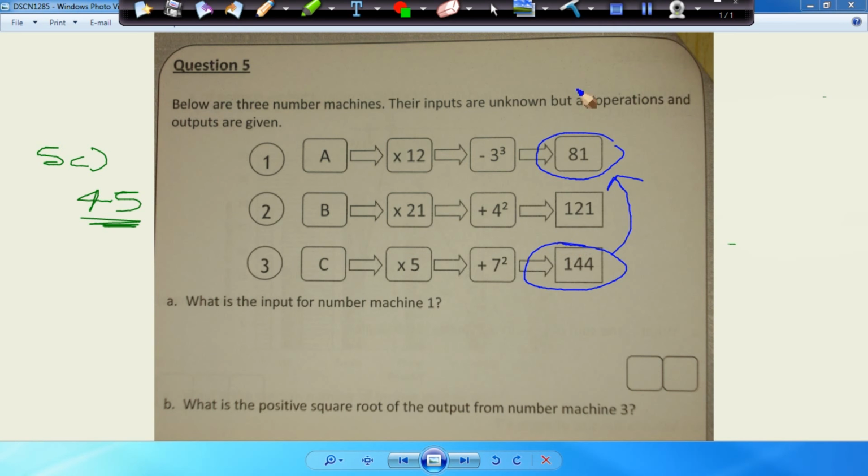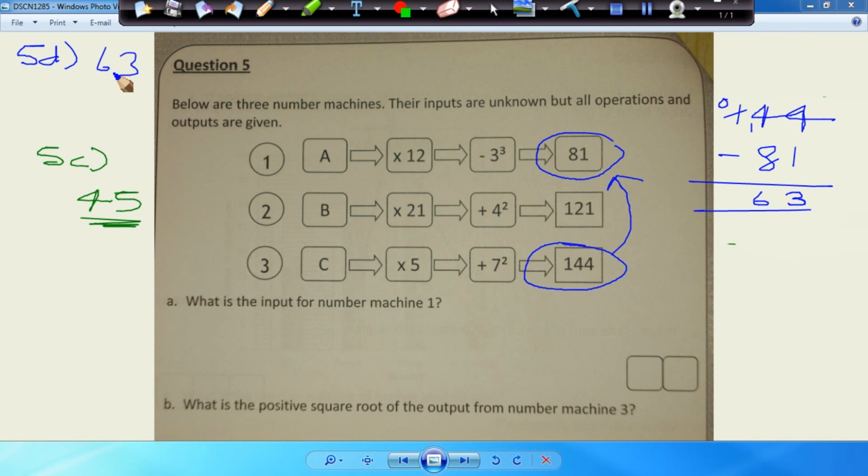We find out the difference. The difference, well done. So you have 144 and we minus the 81. 4 take away 1 is? 3. 4 take away 8 we can't do, so we have 14 take away 8, and that will give us 63 as the answer. So 5D has an answer of 63. Who got that one right? Okay. Right. 5 part E.